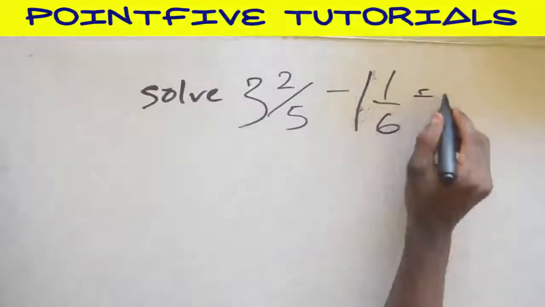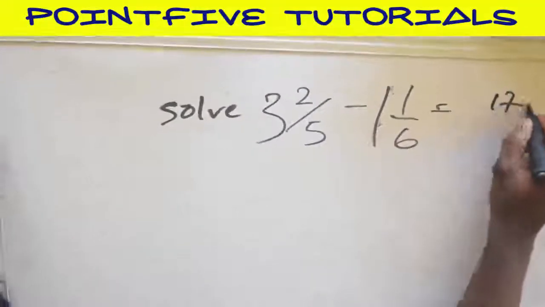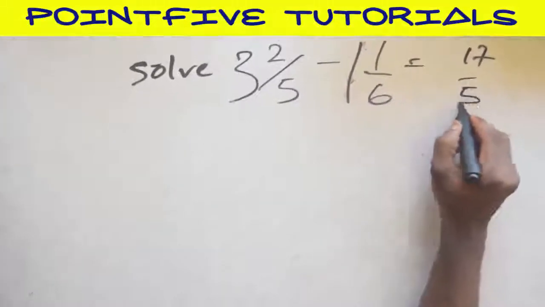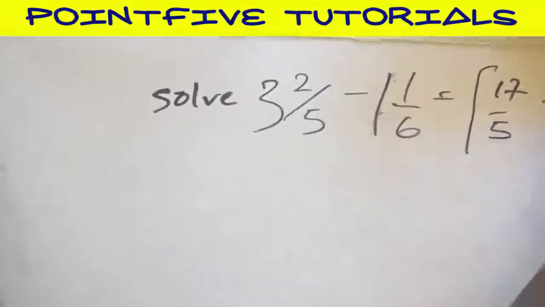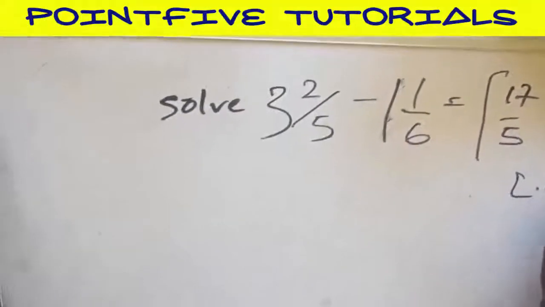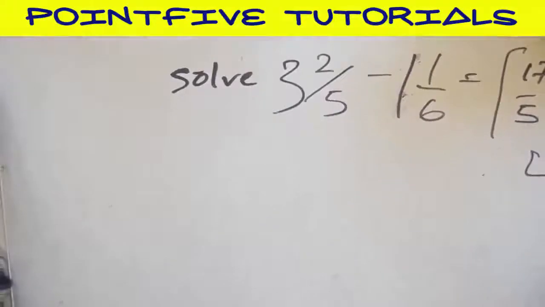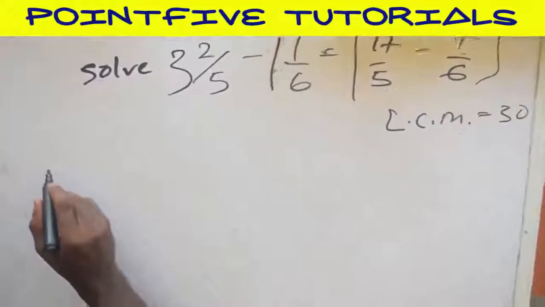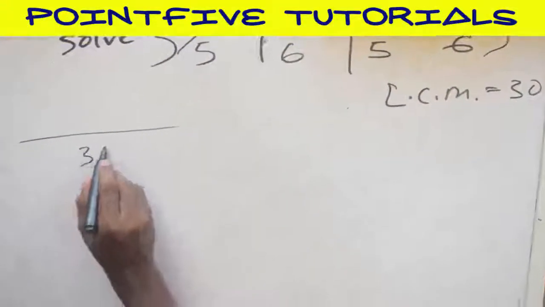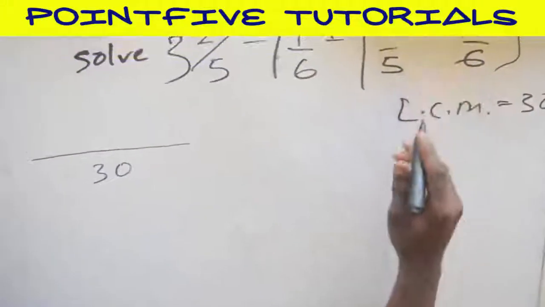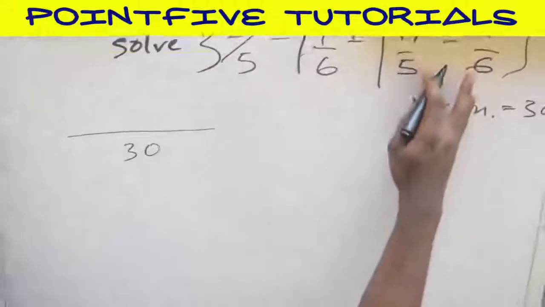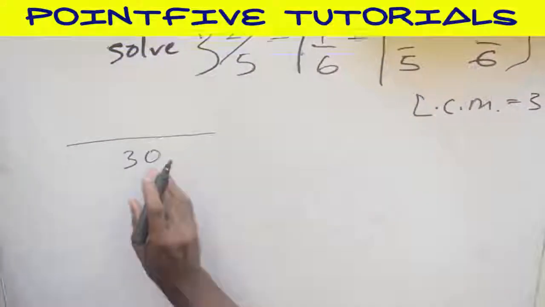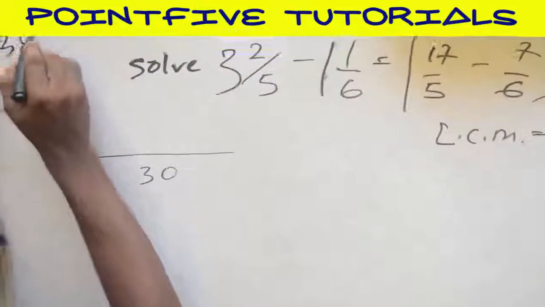Now we have this: 17 over 5 minus 7 over 6. This is the new stuff we are working with now, and the LCM that we got was 30. So the next thing is to draw a line, put your LCM, which is 30. Go back to this question. When you go back, you discover that we have encountered a fraction. Anytime you encounter a fraction, go and take your LCM. Here we have 30 as LCM.